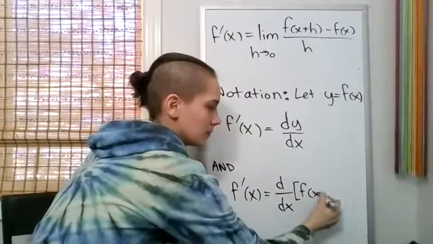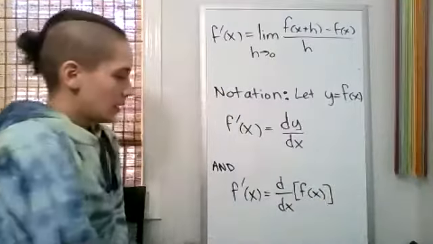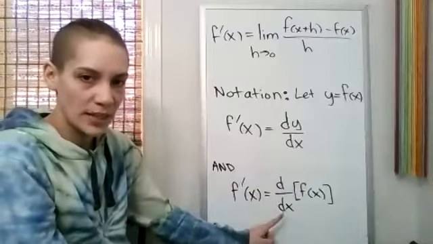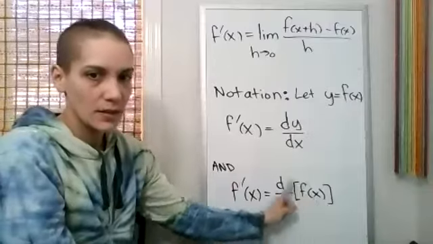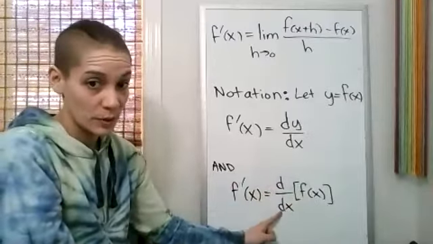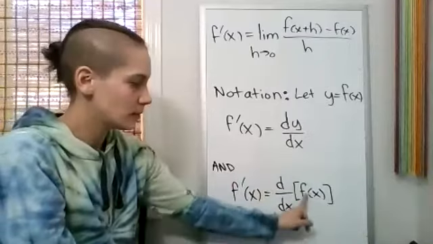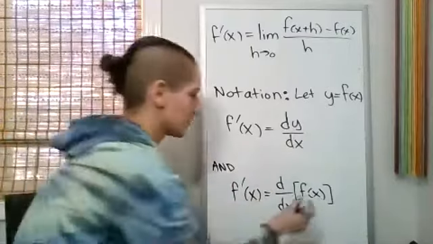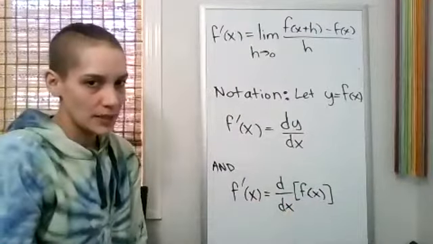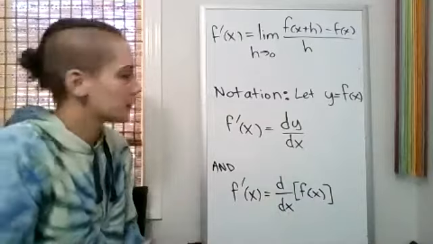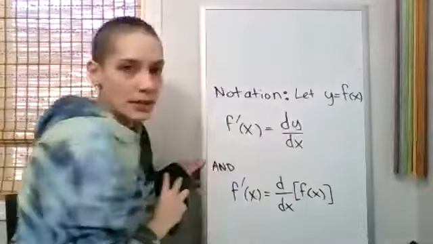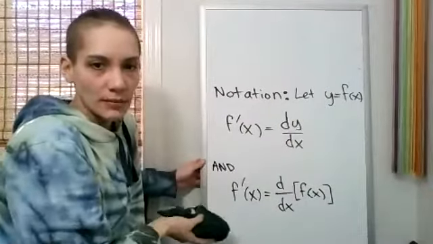Also, f prime of x is the derivative with respect to x of f of x. d dx of f of x means take the derivative with respect to that variable x for your function in x. There's a couple of these, so I picked one more. It really just depends on your teacher, what they like the most.